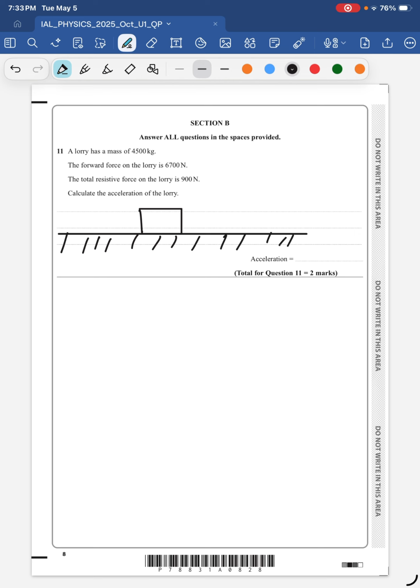So we are told that this thing experiences a forward force F equal to 6,700 newtons, a resistive force that is going to be backwards, let's call it R, with a value of 900 newtons. And we need to find the acceleration. So it accelerates in this direction. So the direction to the right is the positive, okay? So we have that F minus R is going to be equal to the mass of the lorry.